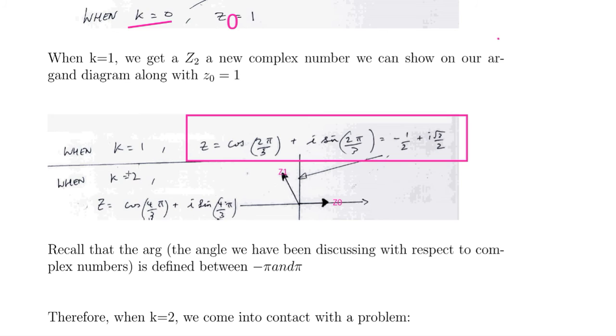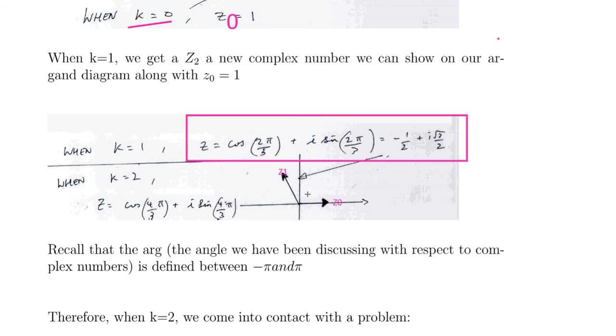Now let's also move on to k equals 2. You'll find that for k equals 2, we have a little bit of a problem. What happens is we end up with cos 4 thirds pi plus i sine 4 thirds pi. Recall that the arg, the angle we have been discussing with respect to complex numbers, which I can use a little paint brush here to illustrate, this angle there. Very badly drawn on the paintbrush, but y'all know what I'm talking about. That angle is defined between minus pi and pi as a result of convention. It's not always minus pi and pi as well. It could be 0 to 2 pi in certain circumstances, depending on the field of mathematics or how you're using mathematics as a language in whatever field you're in.